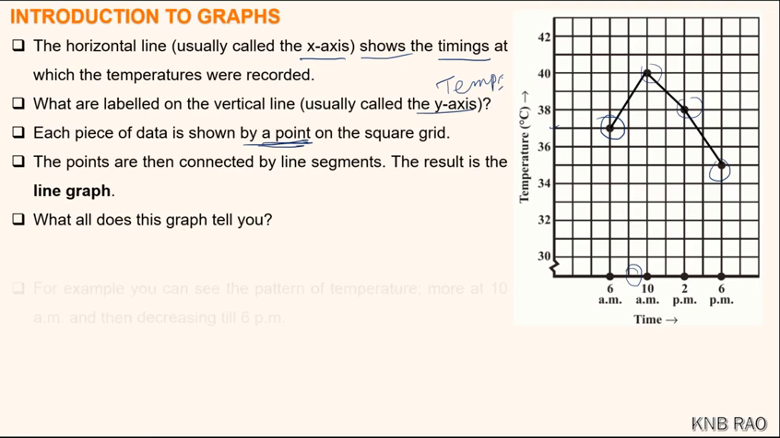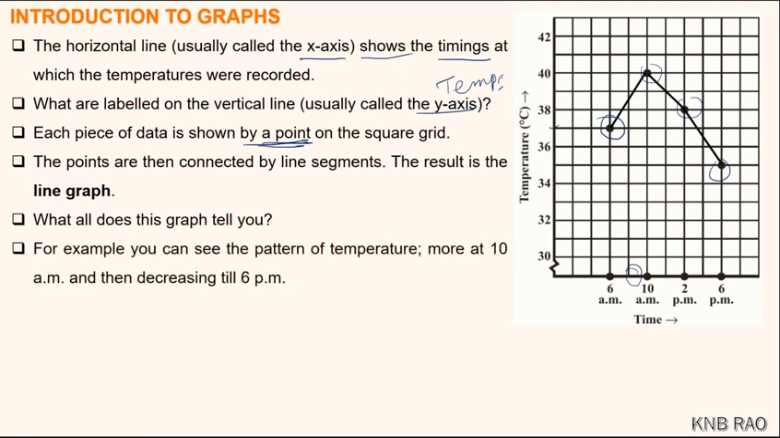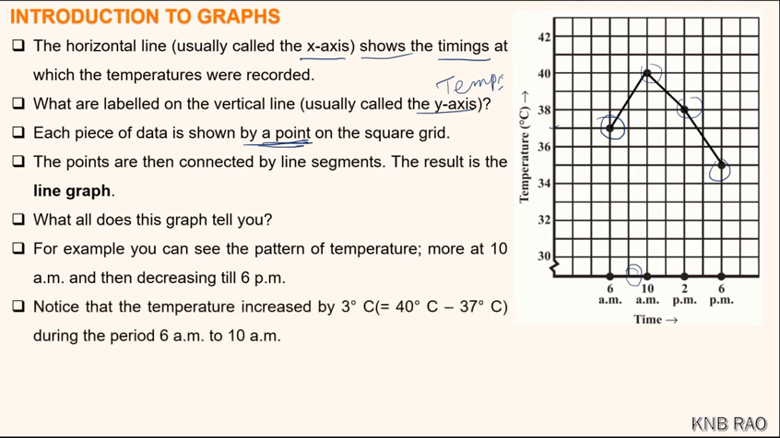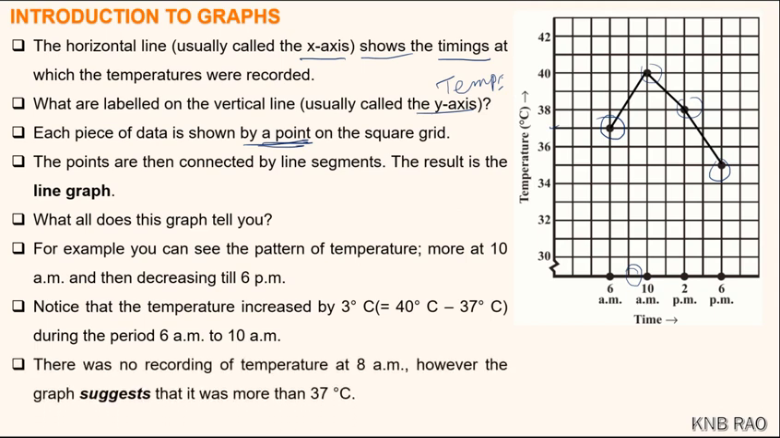So, for example, as I have already said, you can see the pattern of temperature: more at 10 a.m. and decreasing till 6 p.m. Notice the temperature increased by 3 degrees Celsius during the period from 6 a.m. to 10 a.m., and there was no recording of temperature at 8 a.m. However, the graph suggests that it was more than 37 degrees Celsius only.